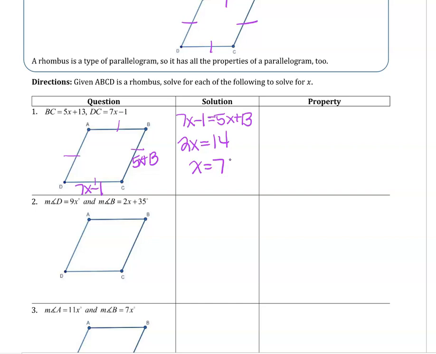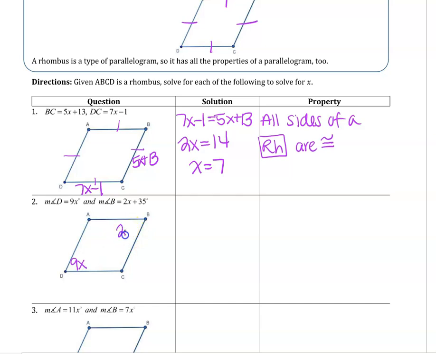Now my property is that all sides of a rhombus are congruent. And that's my shorthand for rhombus, RH with a box around it. Don't say R because R will mean rectangle. So RH for rhombus.